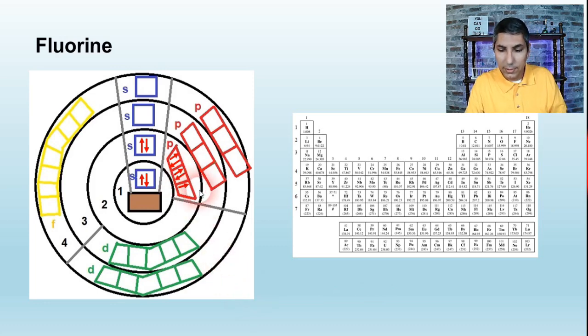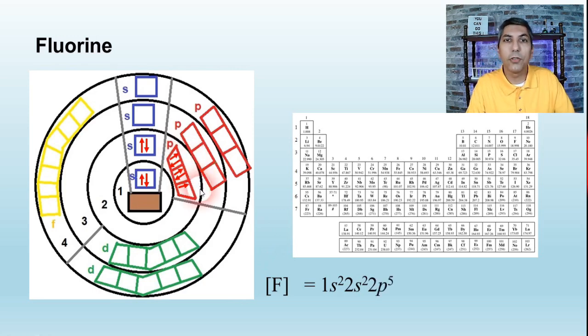And its ticket stub is going to say 1s2, 2s2, 2p5, because it's in level 2, section P, seat number 5. So yeah, the pattern is holding, isn't it?